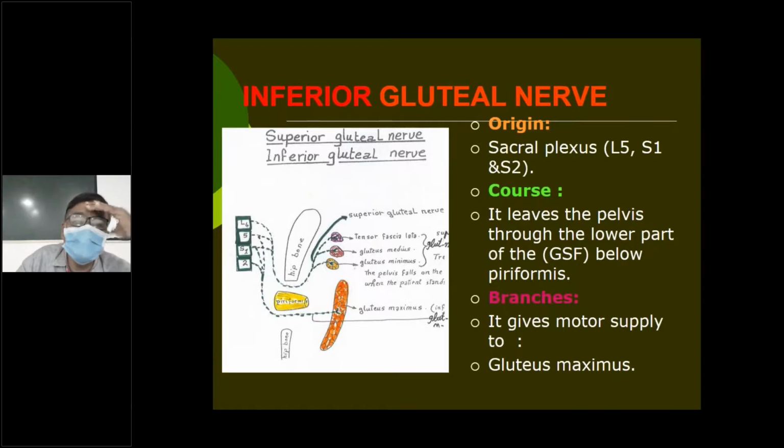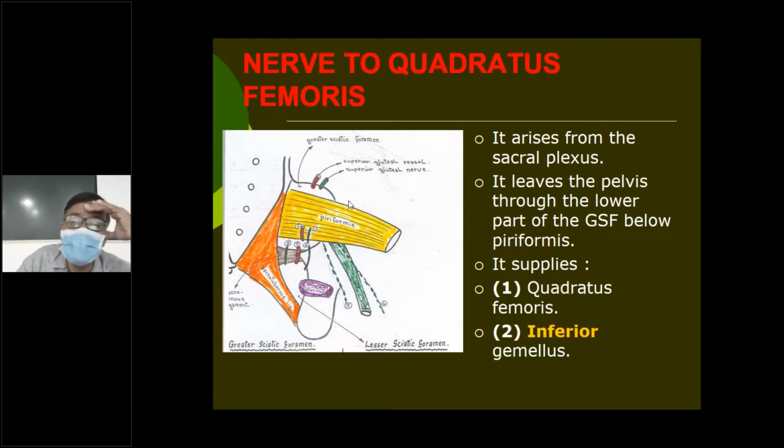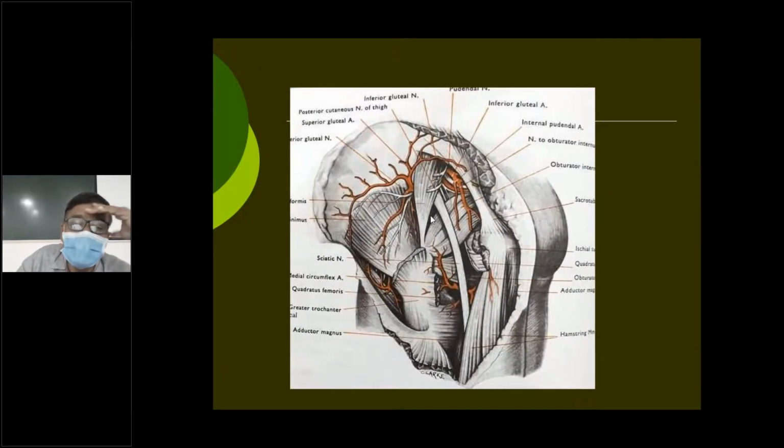Now let us learn the next nerve, what is called the nerve to quadratus femoris. Now this picture is not good enough, but just see the theory here. Again, a branch of the sacral plexus, it comes out of the great sciatic foramen below piriformis. It supplies quadratus femoris, as the name implies, and it also supplies the inferior gemellus.